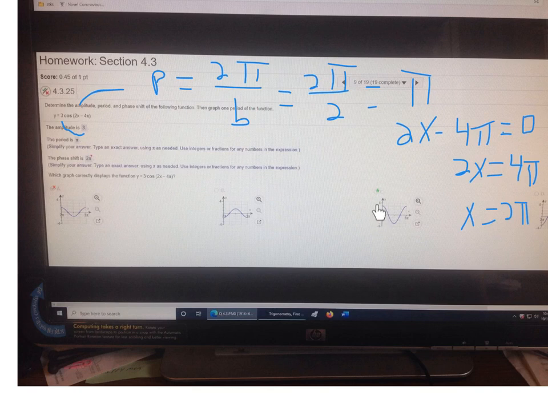But this one's the correct graph of the cosine with the correct amplitude. This one's starting at the wrong place. This is like the minus cosine. It's starting at the wrong place also. Hope this helps.